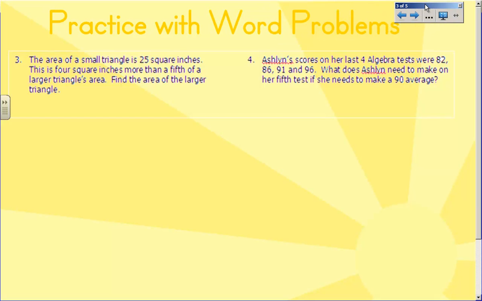So now let's extend this to some word problems. Word problems have been giving us trouble, so it's something we should practice. The next one says the area of a small triangle is 25 square inches. This is 4 square inches more than a fifth of the larger triangle's area. Find the area of the larger triangle. Well, they've given you a lot of information. You know the small one is 25. Then the next sentence starts with the words "this is." The "this" is referring to the 25 square inches. So it's saying 25 is, and the word "is" means equals. So it's saying 25 equals 4 square inches more than a fifth of the larger triangle.